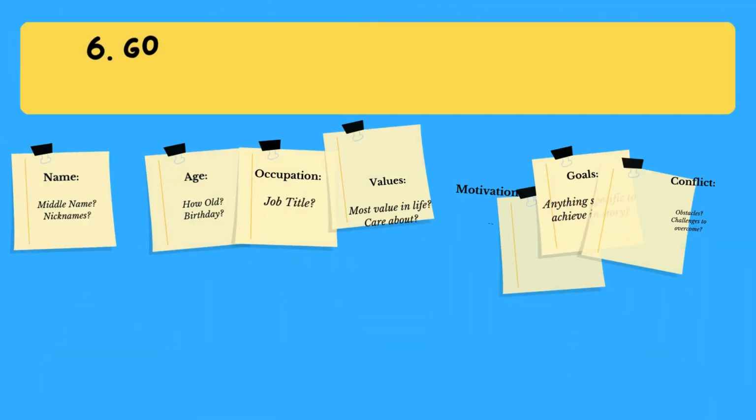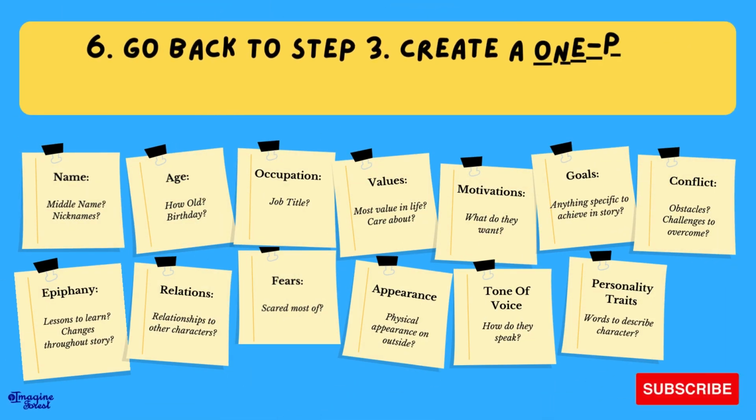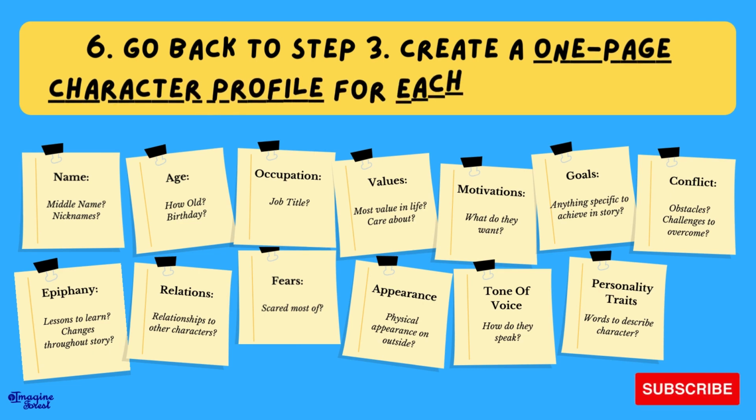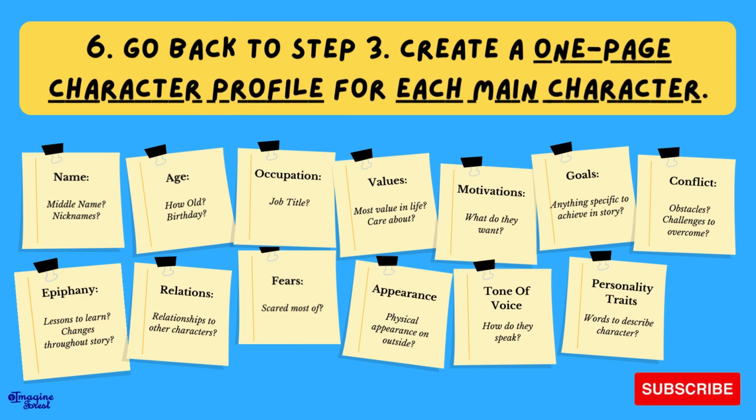Step 6. Go back to step 3. Create a one-page character profile for each main character. A good character profile consists of a range of information, including name, which includes middle names and nicknames. Age, how old are they? When is their birthday? Occupation, what is their current job title or role? Values, what does the character value most in life? Motivations, what does the character want?